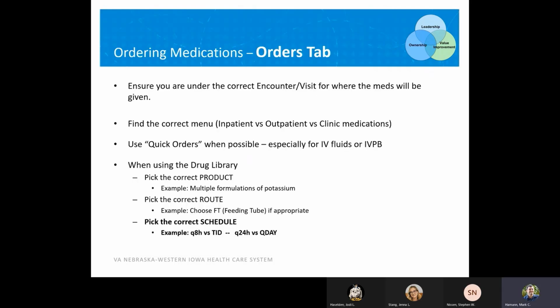So when you order medications, one of the most important things is to make sure that you're ordering the medications under the correct encounter or visit for where the medications are going to be given. This is particularly the case when you're doing clinic medications and inpatient orders. For example, a patient that is going to be admitted but has not been admitted yet in the system, make sure that you're ordering those under the correct encounter. What you want to do is find the correct menu. Again, that's the inpatient, outpatient, or clinic meds like that was in the previous slide.